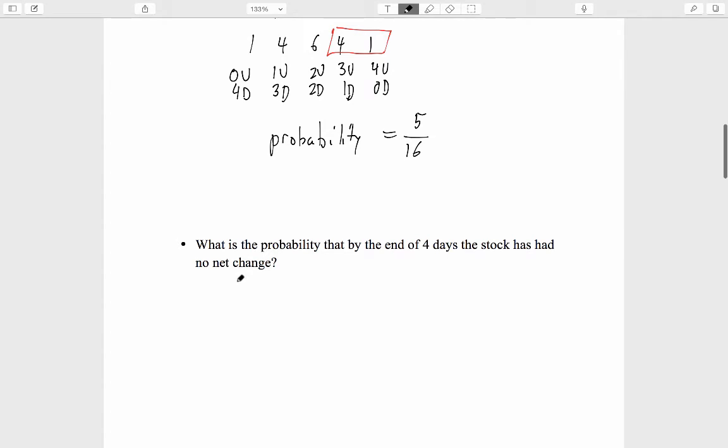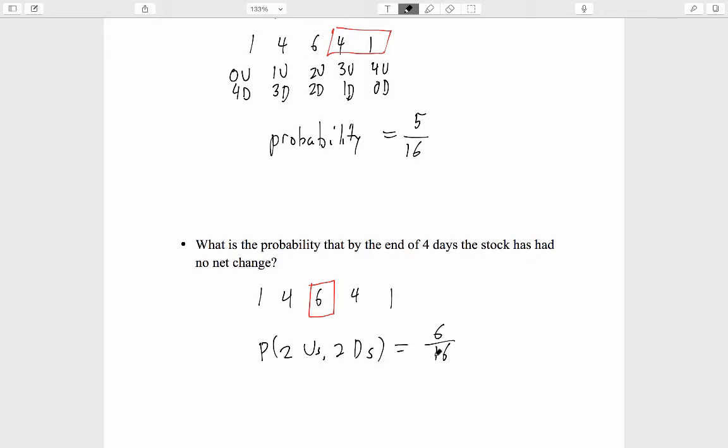We go on to ask, what is the probability that by the end of 4 days the stock has had no net change? Let's write a fresh copy of row 4 of Pascal's triangle. No net change means that the number of U's equals the number of D's. The number of ups equals the number of downs, and therefore they exactly cancel one another out. Thus the only outcomes in our event are these 6. Therefore the probability of 2 U's and 2 D's equals 6/16.